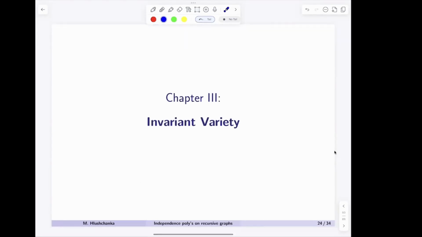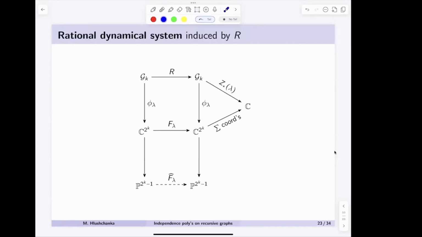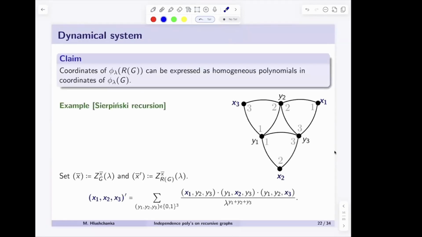So chapter 3. So Misha, sorry to interrupt. Before you go to the next chapter, can you go back again? I'm a little confused by the homogeneity here. Can you explain this again? Why do you get homogeneous polynomials, and what are the variables actually? So the variables are given by these values of the subpartition function.